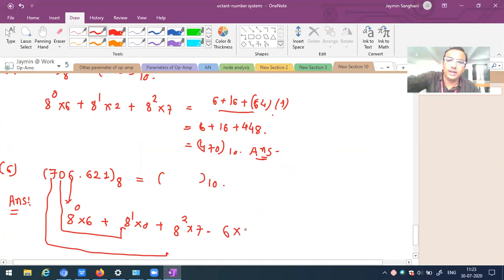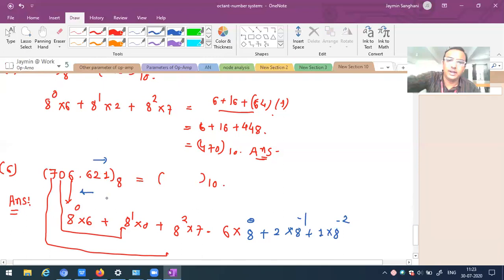Now this is new for you. 8 raised to 0 into 6, plus 2 into 8 raised to minus 1, plus 1 into 8 raised to minus 2. Here the power increases from right to left, but here the power decreases from left to right.